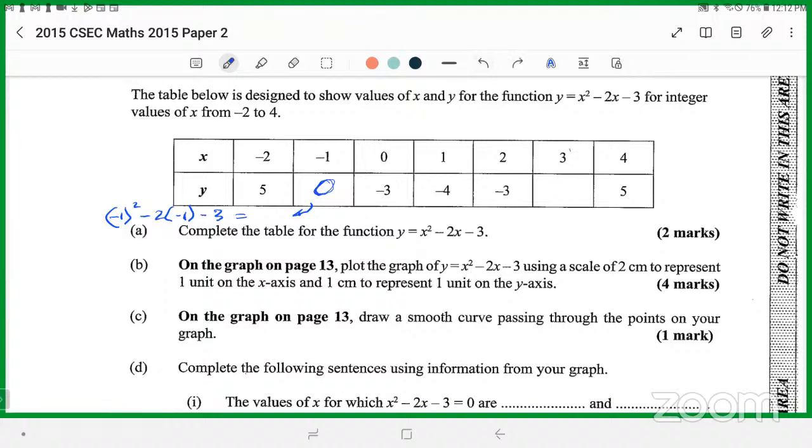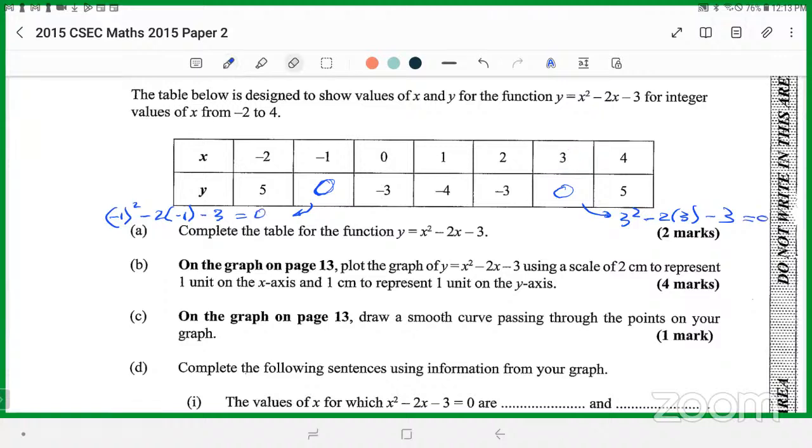If I put the 3 in the same function, this value would be 3 squared minus 2 times 3 minus 3. 3 squared is 9. This is -6 and -3. So it becomes 0 as well. So this is actually 0. So those are the roots.